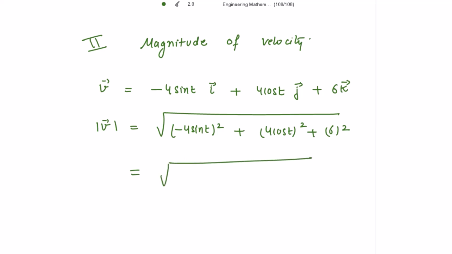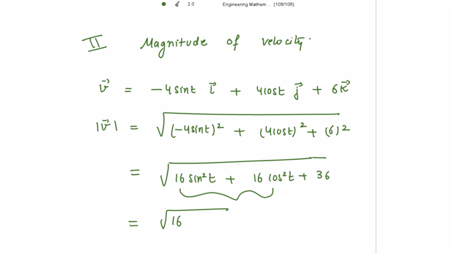Square root of, so this is 16 sine square t plus 16 cos square t, and this is 36. If I take 16 common from these two terms, we have sine square t plus cos square t, that is equal to 1, right? So it is the square root of 16 plus 36, that is the square root of 52, or it is equal to 2 square root of 13. So this is the magnitude of the velocity at any time t.